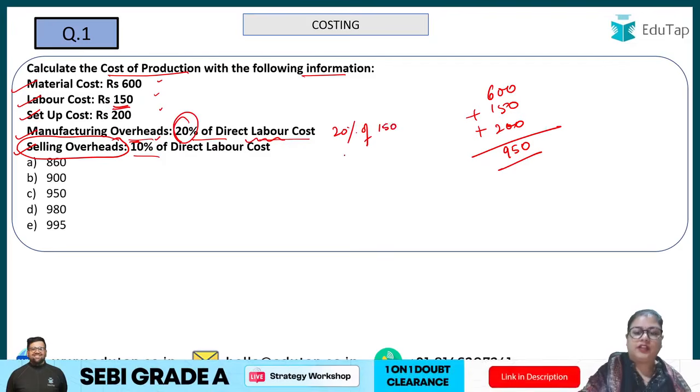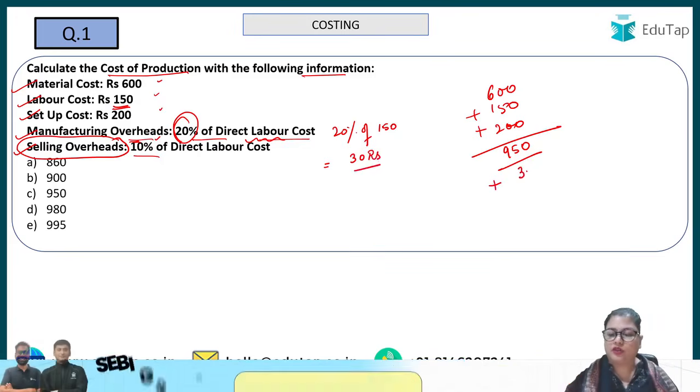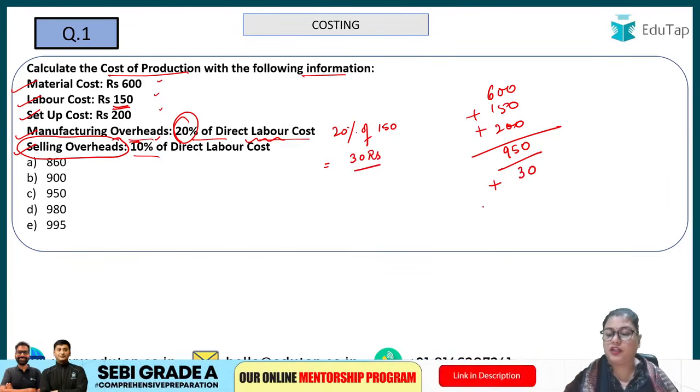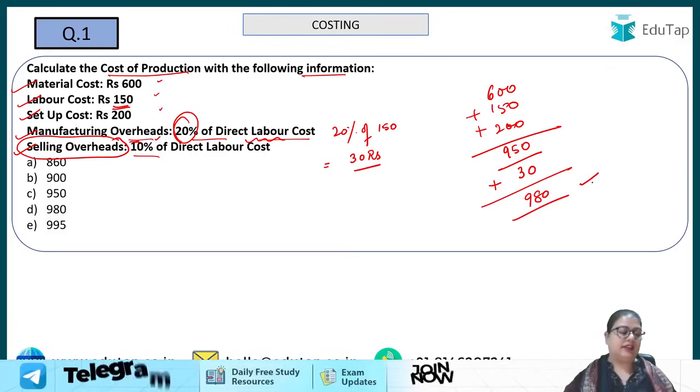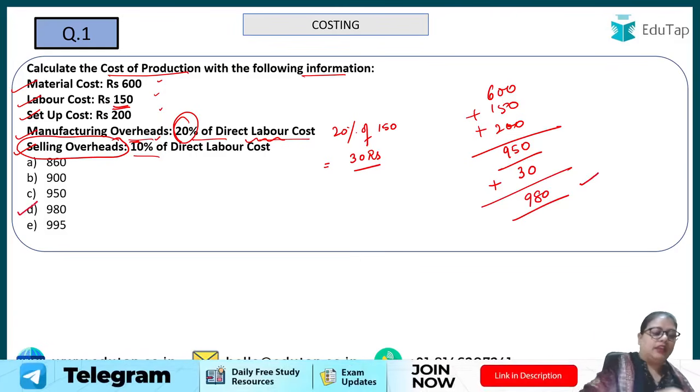20% of 150 is how much? Just calculate. That is 30 rupees, right? That is 30 rupees. So 30 rupees will also be added to find out the cost of production, that is 980, right? So 980 is the correct answer, that is option number D. So all those who have answered it well, very good everyone.